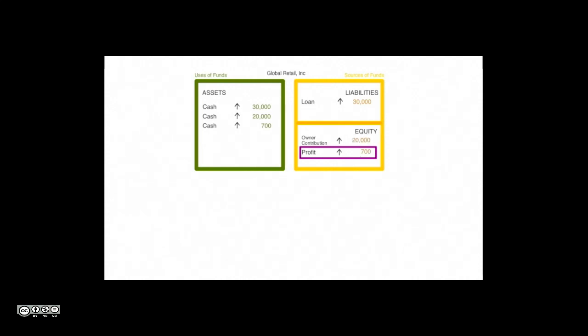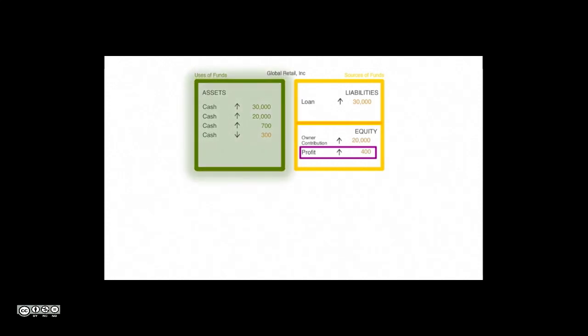Now let's imagine that the business incurs an expense of $300 in order to earn the $700 of income. Perhaps it's hired a limousine service to get to the client and paid the driver cash. So our assets have decreased by $300, being the reduction of the cash in the business bank account. And the profit account in equity will also decrease by $300 down to a balance of $400, because profit is calculated as income less expenses. In this case, 700 minus 300, giving us a final profit of $400.